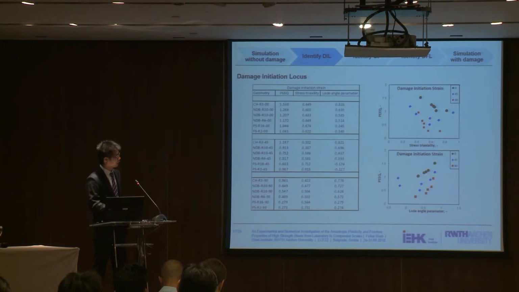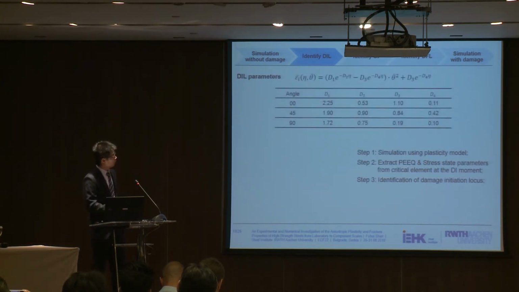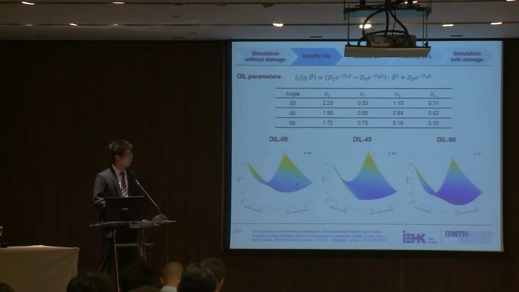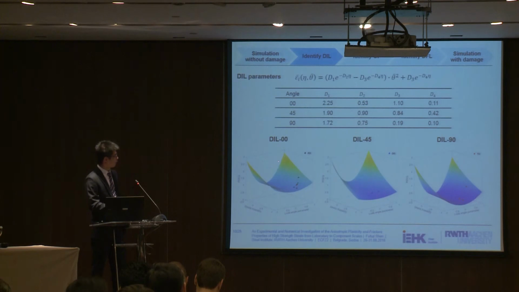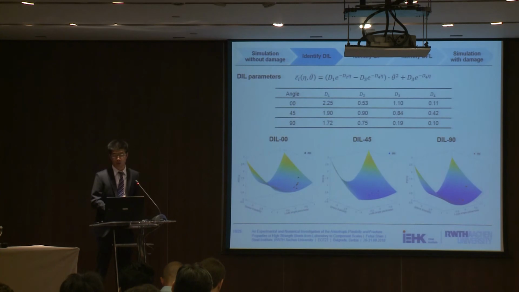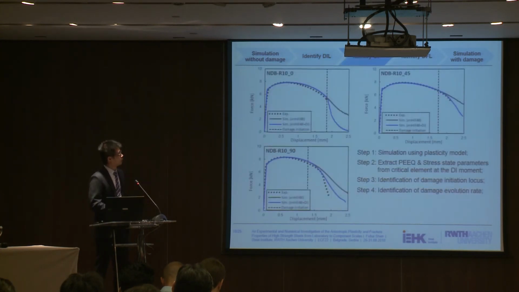After collecting all those variables from different geometries and different angles, we can find that the damage initiation strain depends not only on stress triaxiality and Lode angle parameter, but is also affected by loading direction. With the help of this equation and all those values we have so far, we can construct three damage initiation loci for different angles. We can find that the DIL for the rolling direction is the highest in comparison with other angles. The next step is to determine the damage evolution rate, which is controlled by the GF factor. By adjusting this factor, we can properly describe the damage-induced softening in this region.